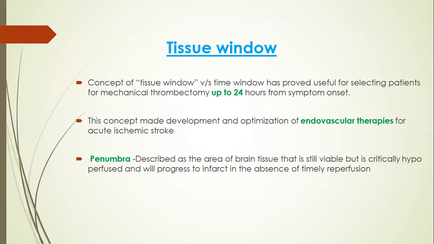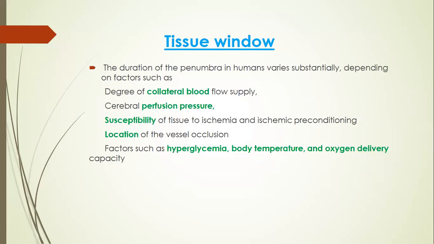Okay, this is the salvageable tissue. If you don't treat, this penumbra will convert into ischemia, and this will lead to permanent deficits. All of this tissue window is decided by collateral blood supply depending on the cerebral perfusion pressures, susceptibility of the tissue to ischemia, location of the blood vessels, and some of the metabolic parameters like hyperglycemia, hyperthermia, and CO2 narcosis.